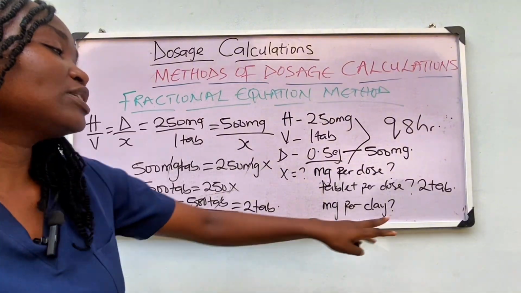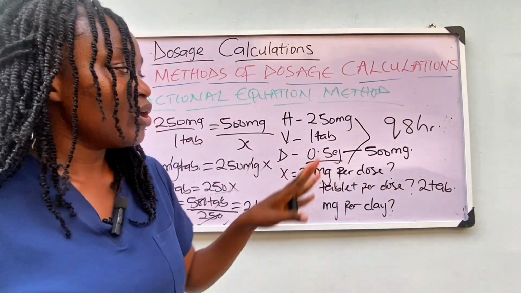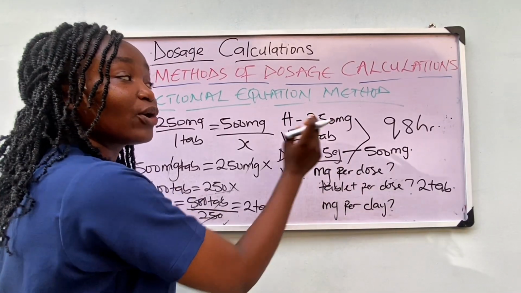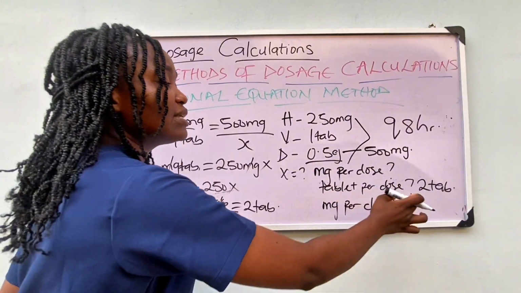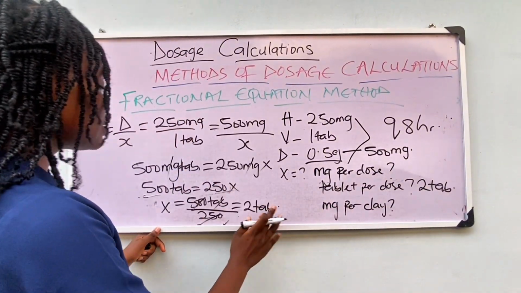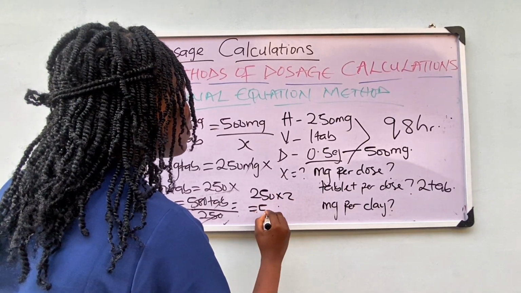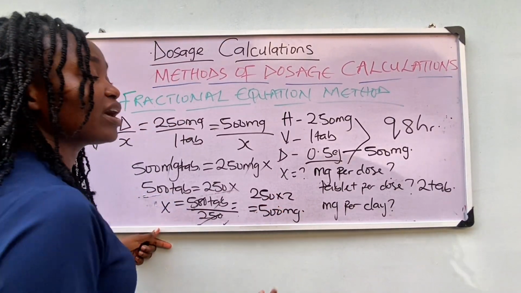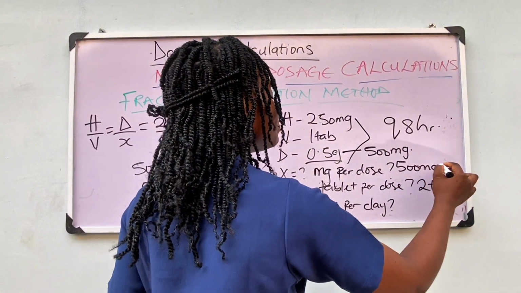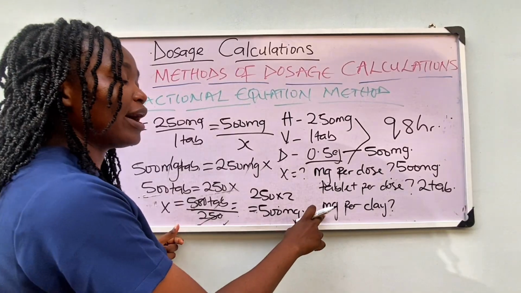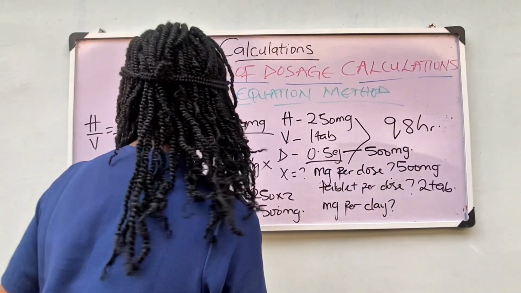Now, if 2 tablets is what we will be administering per dose, how many milligrams would we administer per dose? We already know that according to the drug we have, 1 tablet contains 250 milligrams. So 2 tablets will be equal to 250 times 2, which is equal to 500 milligrams. So the milligrams we are going to be administering per dose is 500 milligrams. Now, finally, we would solve for how many milligrams we would administer per day.